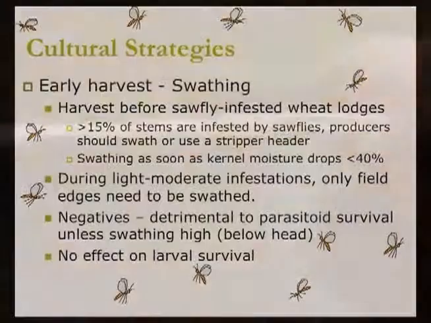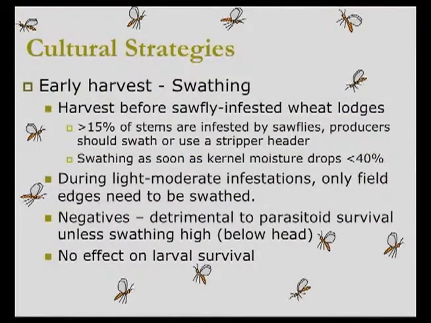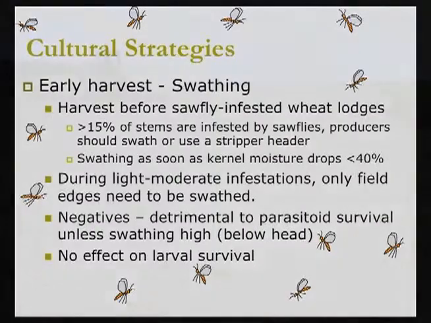If more than 15% of the stems are infested by sawflies, producers should swath or use a stripper header on the wheat crop. Producers should swath the sawfly-infested wheat as soon as the kernel moisture drops below 40% to prevent infested stems from lodging. Stripper headers may be used for straight cutting the crop and improve parasitoid conservation by leaving the majority of the stem intact.